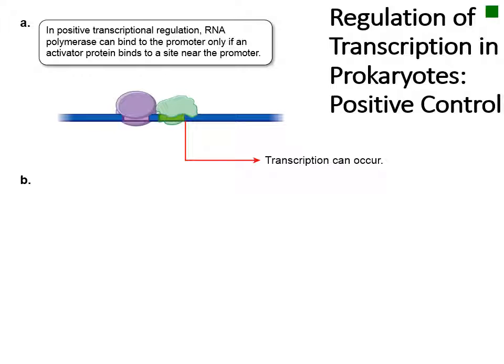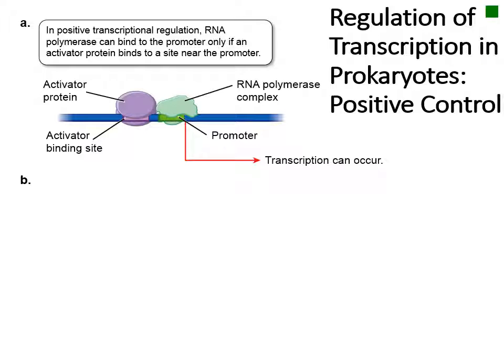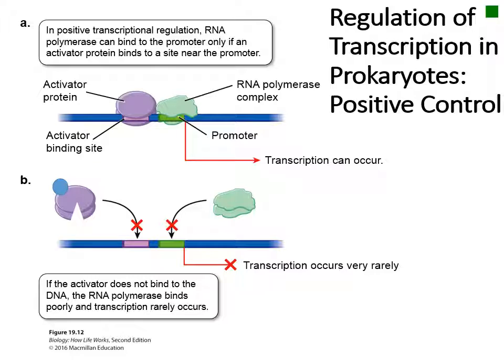Transcriptional regulation can be either positive control or negative control. In positive gene regulation, there is an activator protein that binds to the activator binding site near the gene's promoter. That activator protein recruits RNA polymerase, increasing its ability to bind to the promoter and increasing the rate of transcription. When the activator protein cannot bind to the activator site, then RNA polymerase has a hard time finding the promoter and transcription occurs very rarely.